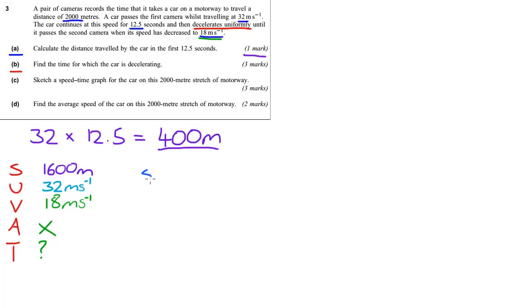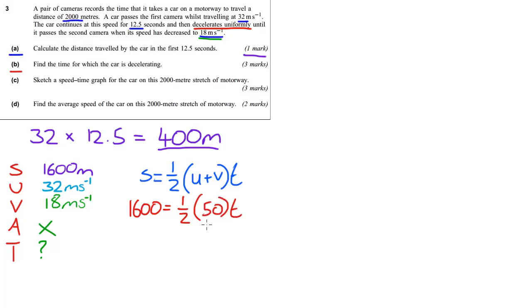We can use S is equal to 1/2 times (U plus V) times T. There we don't have A because we don't care about A. It'll allow us to find T because we have S and U and V in there. Let's plug in those numbers. So we're going to have 1,600 is equal to 1/2 times (32 plus 18). That's just going to be 50, times T.